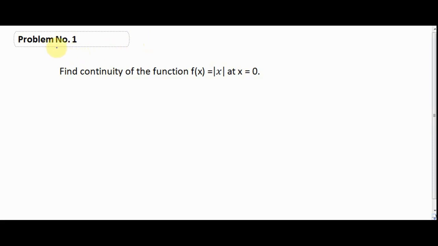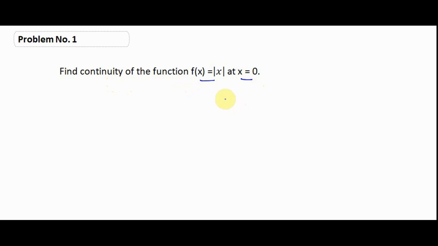Now let's see a few practice problems. Problem number 1: Find the continuity of the function f of x equal to mod x at the point x equal to 0. So here we are asked to find out whether the function f of x is continuous or not at the point x equal to 0.